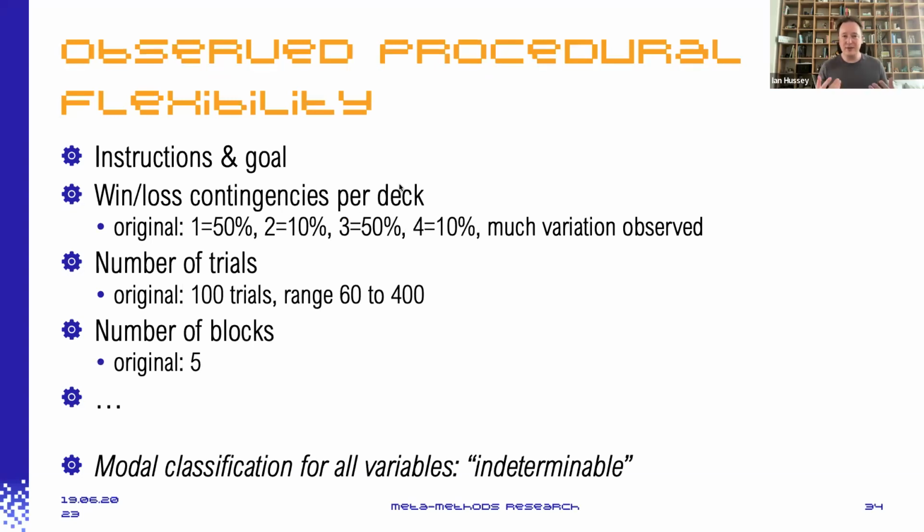At the top line, the goal of the procedure and the instructions of how to complete it could vary substantially. The win-loss contingencies between decks can also vary between tasks. The number of trials involved in the task can range quite greatly, and the number of blocks. Several other variables we extracted too. The most notable point here was that the modal classification for any variable in the procedural details was that it was indeterminable from the paper itself.